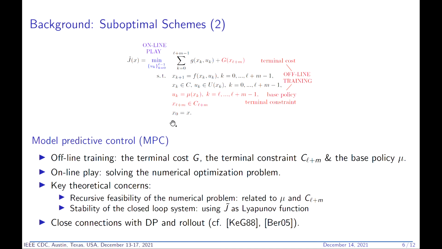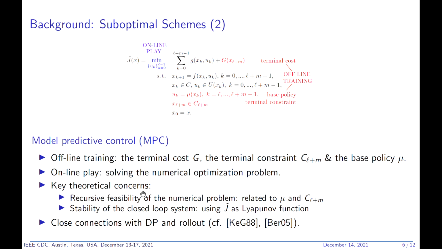Here is a typical formulation of MPC. And if we use the terminology of rollout, we see this is the terminal cost, and this is the base policy, which would be the mode 2 prediction or control beyond the control horizon. And this is the terminal constraint. And those ingredients need to be obtained offline while the problem is solved online.